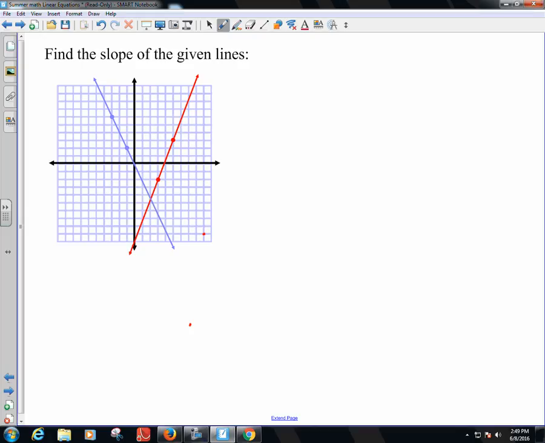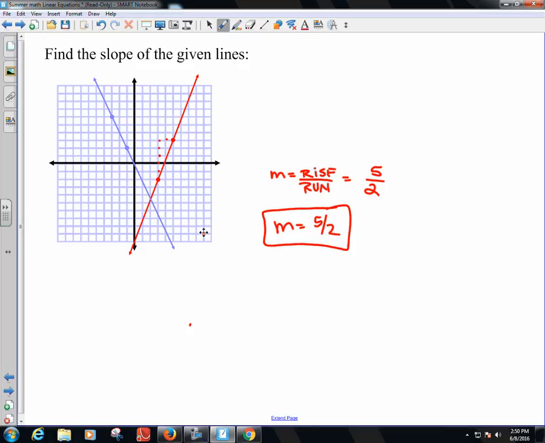So I need to figure out, remember, slope is rise over run. So I'm going to start with my rise. How much is it going up? So 1, 2, 3, 4, 5. So my rise is 5, and my run is 1, 2 to the right, which is positive. So 5 over 2. My slope for the red line is 5 over 2.